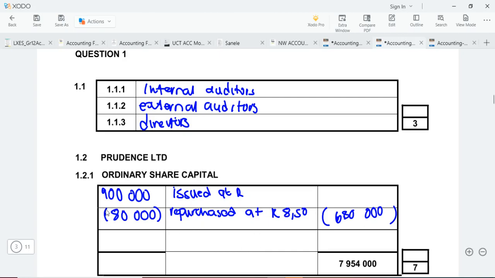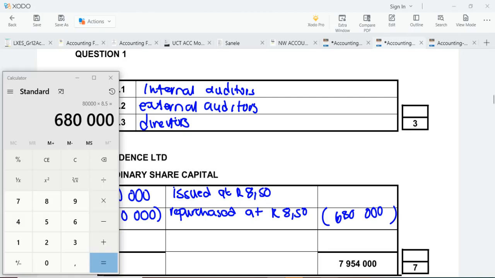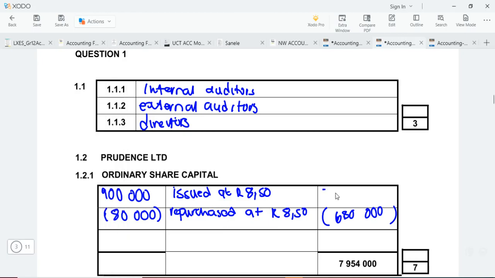And then remember also, these shares that were available at the beginning, they were also issued at an average price, because a number of shares have been issued, different categories of shares have been issued. So what we're going to do here, we're also going to multiply 900,000 by 8 rand 50. Okay, so let's see, 900,000 multiplied by 8 rand 50, it is giving us 7,650,000. So we do have the answer here.